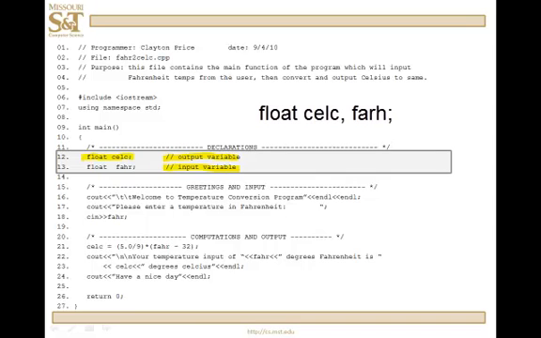float celsius, fahr, semicolon. All right, so the compiler reads it as, I want a variable of type float called celsius and one of type float called fahr. So again, it's type and then name. Type, name, type, name. Every declaration is like that.